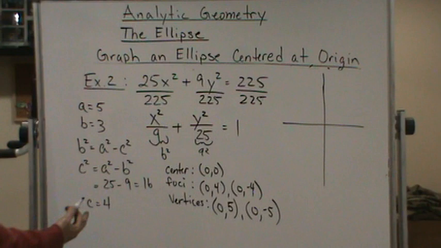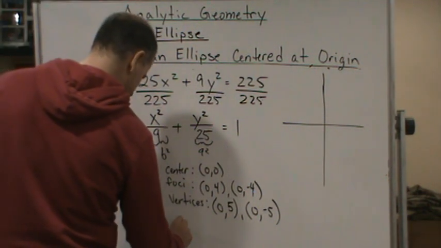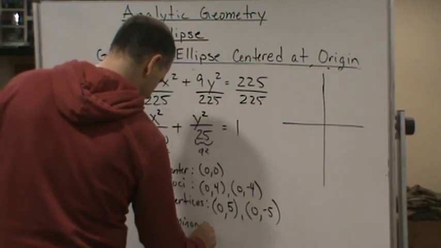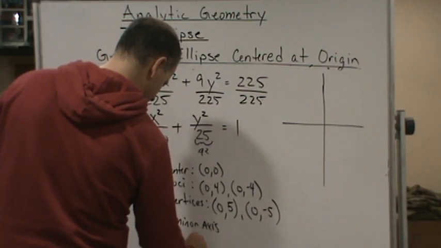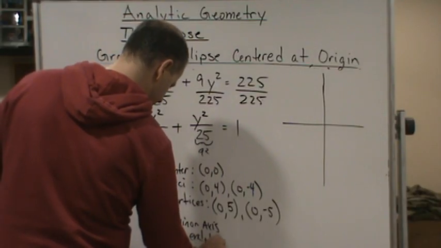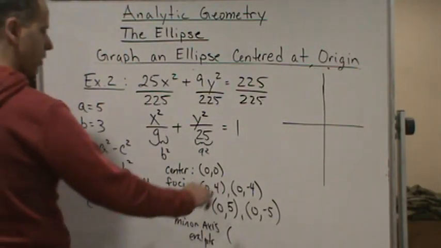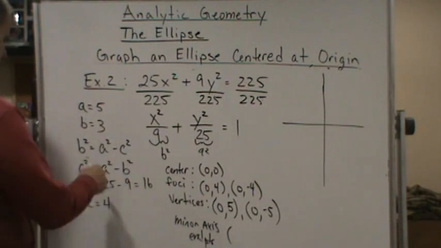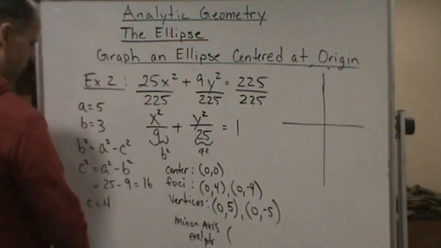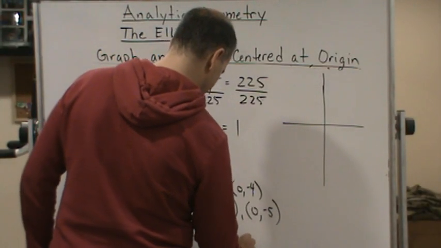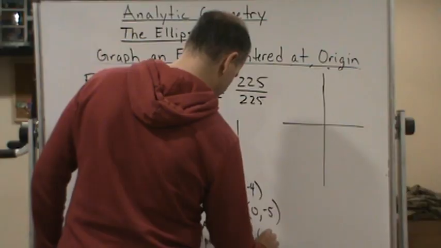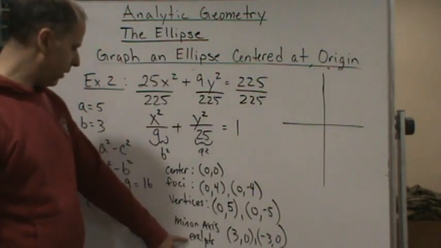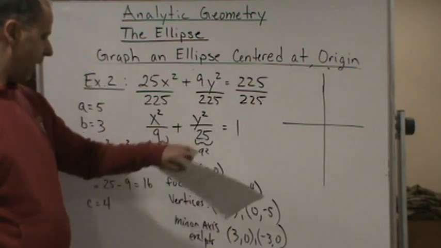Now what about the minor axis endpoints, right? So let's do the other endpoints. Your minor axis endpoints. Okay, those are going to be what? Those are going to be along the x-axis now. And so those are going to be your b, right? So that's going to be 3. So it's going to be 3, comma 0 and negative 3, comma 0. Now again, we're going to use the minor axis endpoints and the vertices to graph this thing.